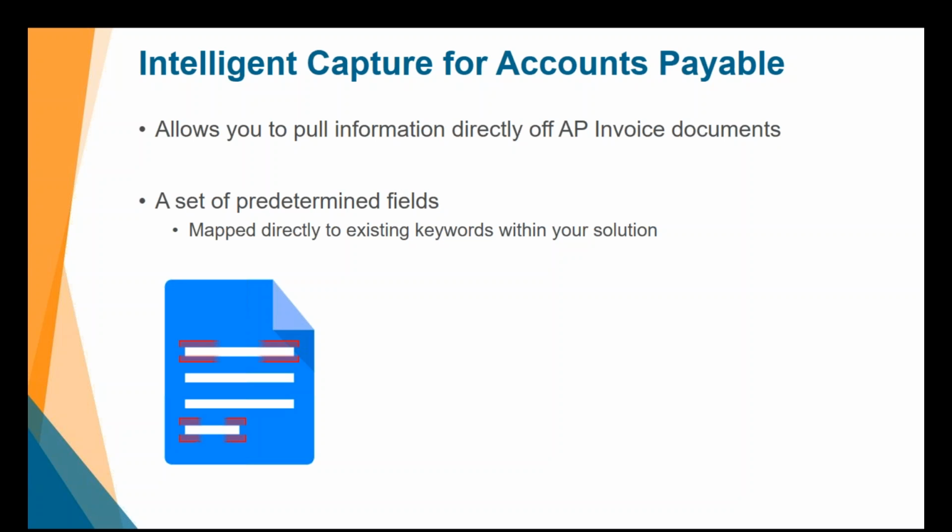ICAP accomplishes this by utilizing a set of predetermined fields on those AP documents that the OCR engine, Optical Character Recognition software, will be looking at and pulling data from. Those fields are then mapped directly to existing keywords and document types within your solution. ICAP is such a powerful tool because through the use of data verification, you can train ICAP on where to look on a particular vendor's invoice for the appropriate data, causing ICAP to continuously improve over time based on that user feedback.